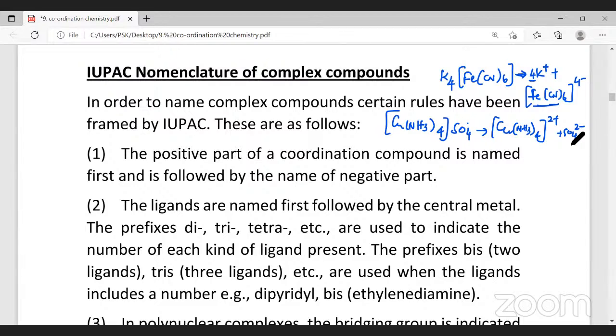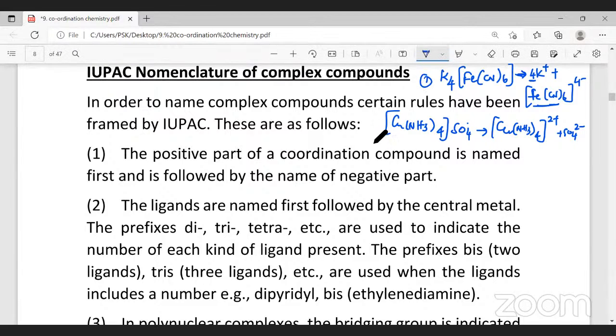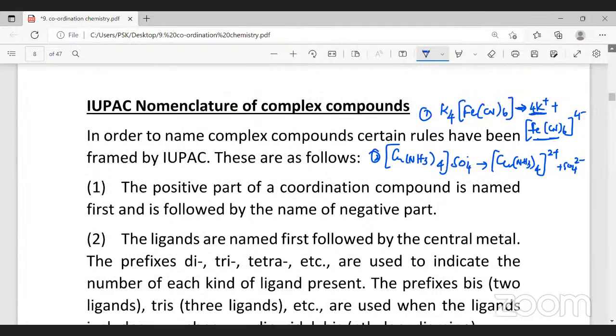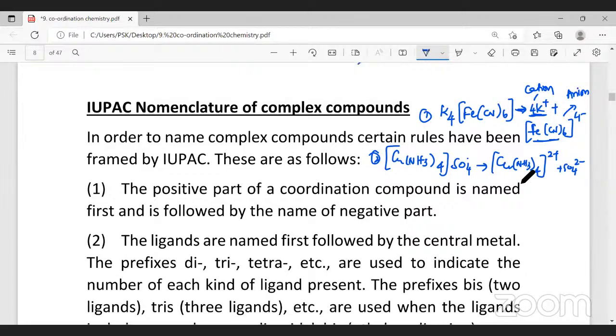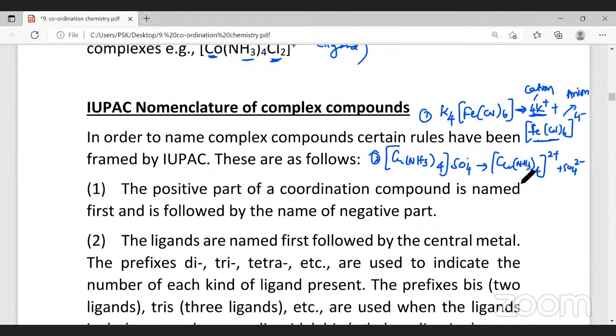Now, in the first example, I can say potassium is the cation. A positive ion is called a cation. And [Fe(CN)6] is what ion? An anion, not anode. Negative ions are called anions, and positive ions are called cations. Now, in the second example, this complex ion is the cation, and the sulfate ion is the anion.